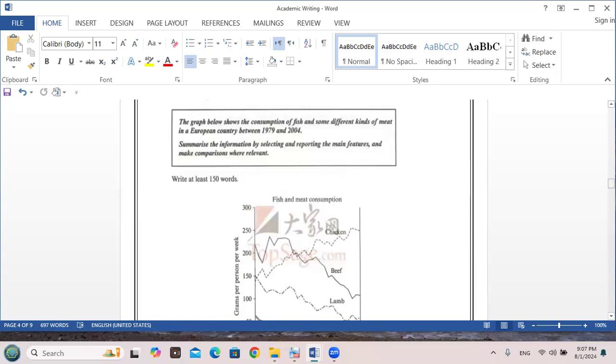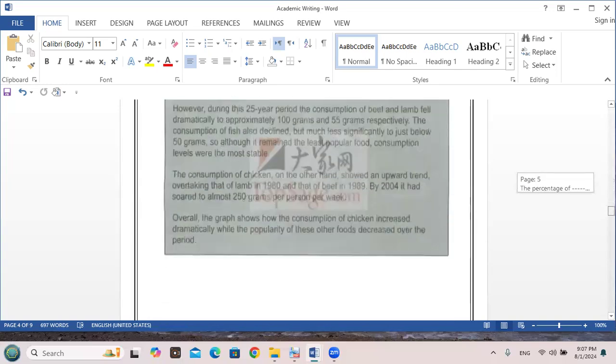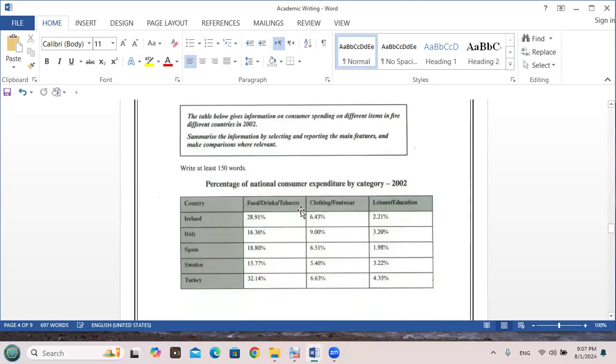So for example, once there was this task, it's a table, this one here. It's a table about the consumption, or how people spend money on different items in Turkey and in other countries as well. I remember one of the students, she was so smart, mashallah, but she wrote that because Turkish people love fashion, they spend so and so. It is not mentioned here.